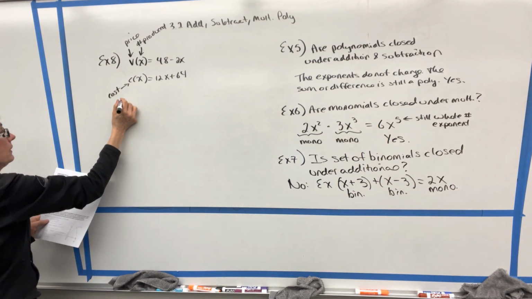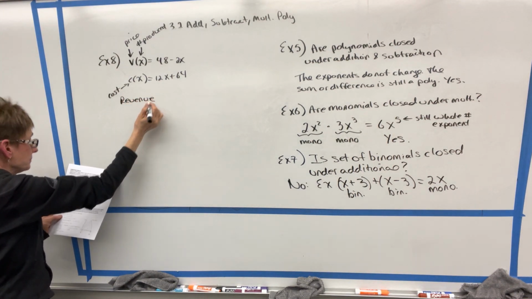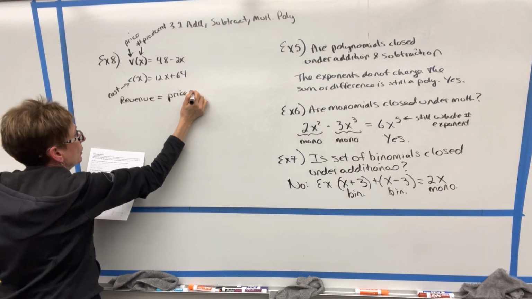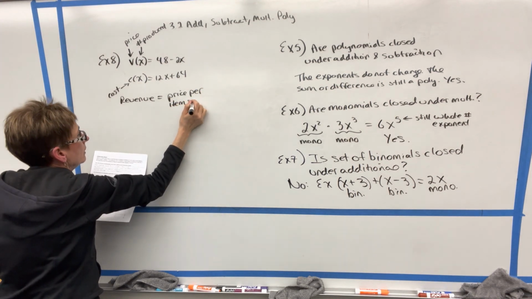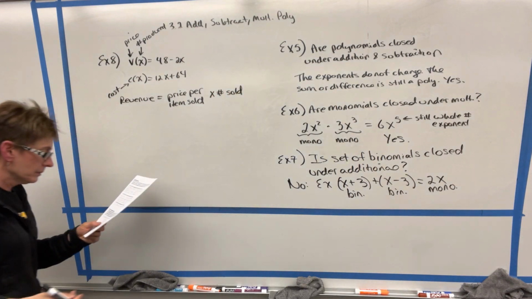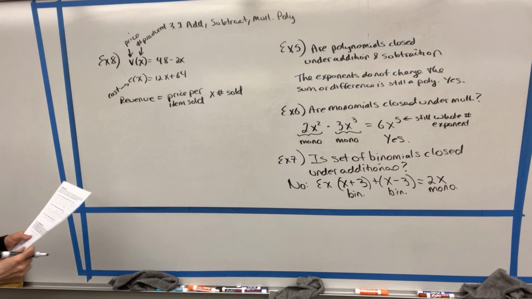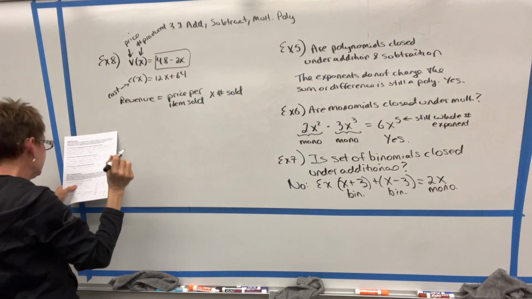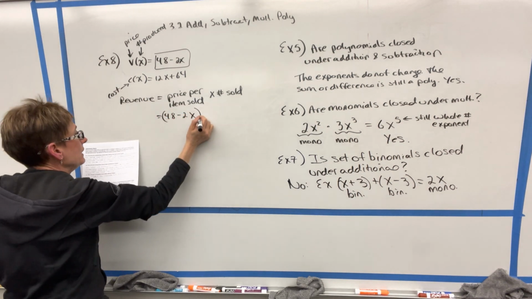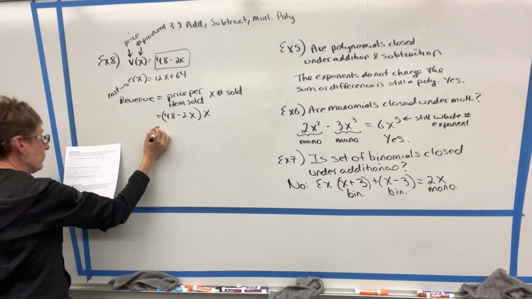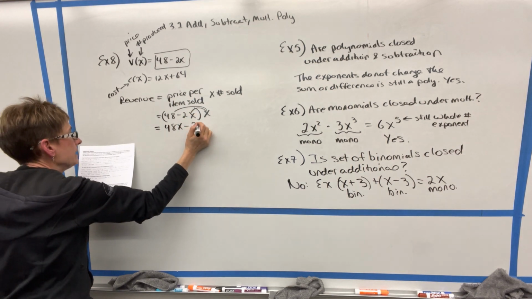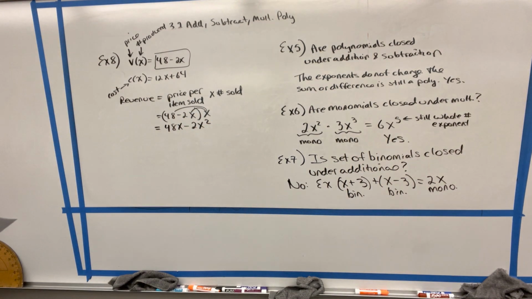So let's do a little bit of work on this one. Revenue is going to be the price per item sold times the number sold. The price per item sold is this function right here, the 48 minus 2x. And the number sold is x. So our revenue is going to be 48x minus 2x squared by distributing that x.